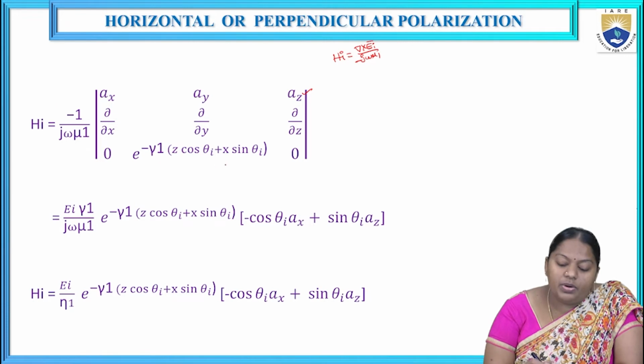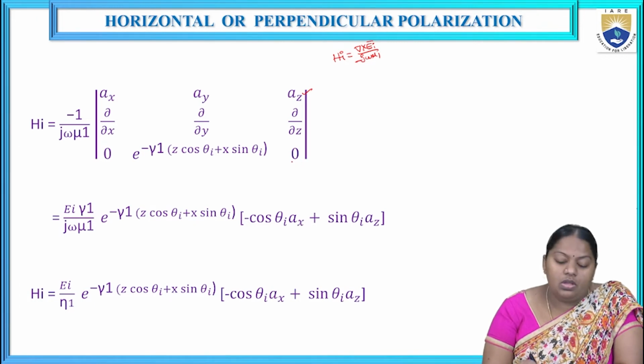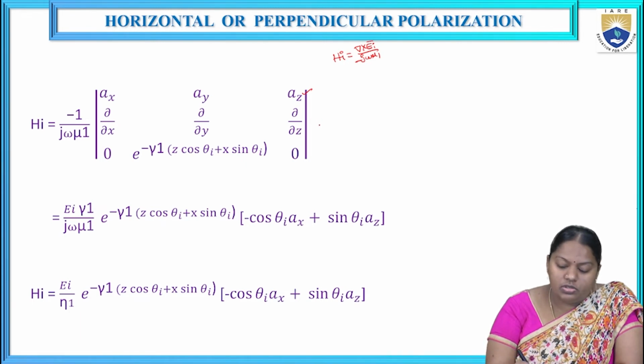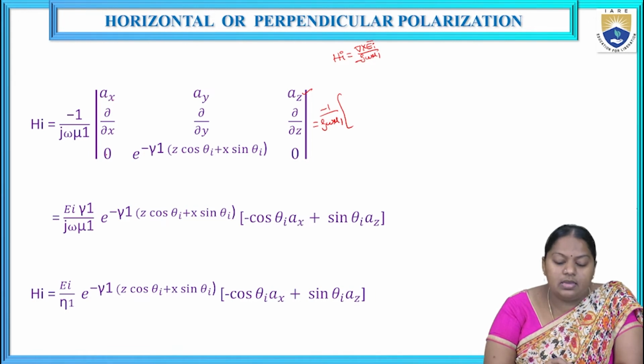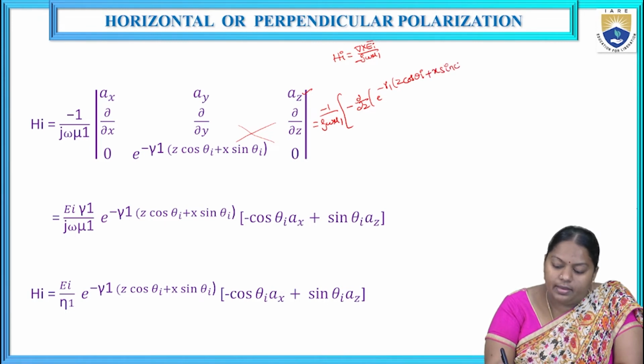Only the y component of Ei exists, in the xz plane, so the x component is 0 and the z component is also 0. Only the y component exists, given by Ei e power minus gamma 1 into z cos theta I plus x sine theta I. Now, upon expanding this determinant, we get minus 1 by j omega mu 1 into, first, Ax into, if you consider the first component as Ax, the first column is neglected, and the determinant between the other two is dou y of 0, which is 0, minus dou by dou z of e power minus gamma 1 into z cos theta I plus x sine theta I.